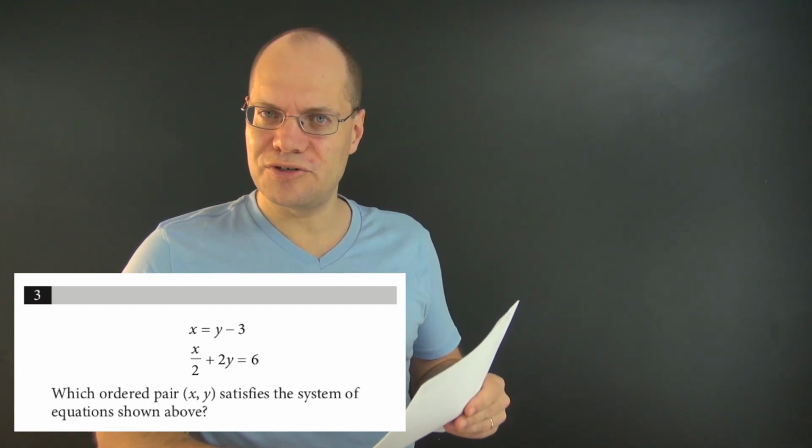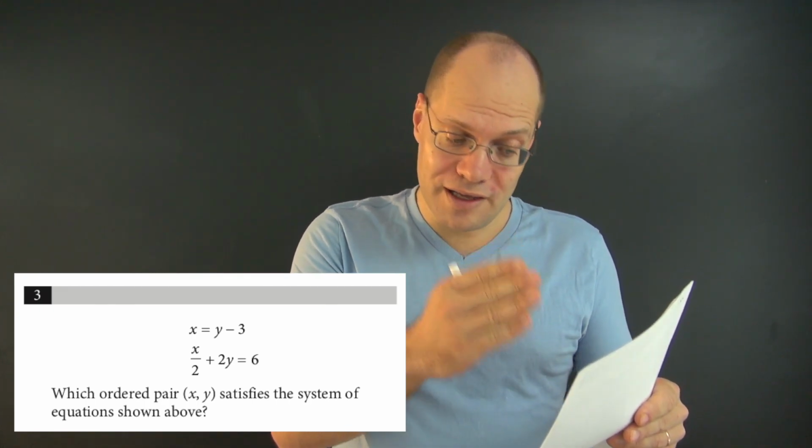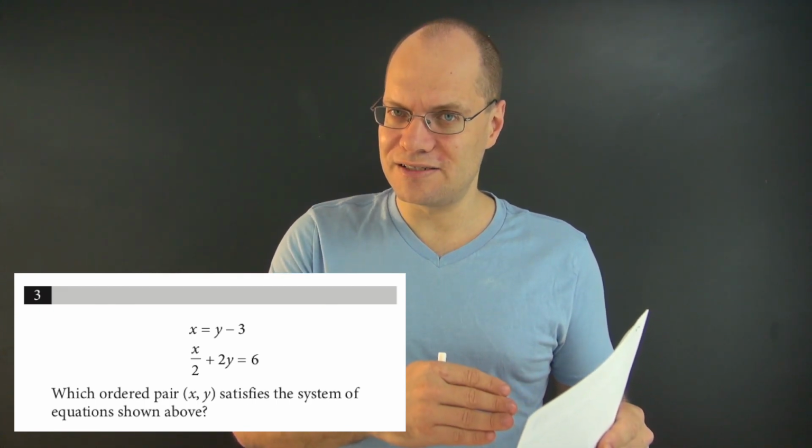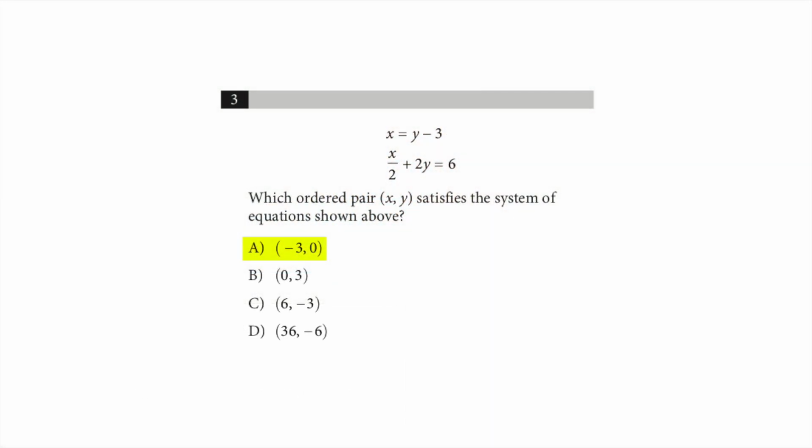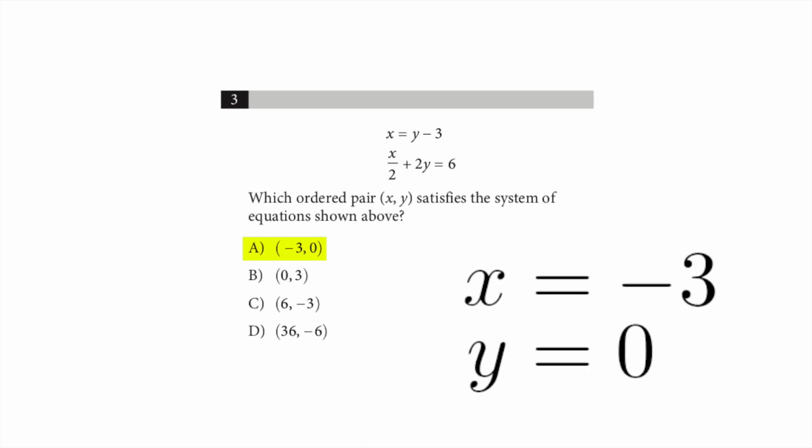But this is one of those situations where it's easy to see for each multiple choice whether it satisfies the system by plugging in the values. So let's do it with choice A, -3 and 0. x is -3, y is 0. So -3 equals 0 minus 3. That's correct. In fact, the first equation tells us that x has to be 3 less than y. So that eliminates C and D because for those choices, x is not 3 less than y. So that narrows it down to A and B.